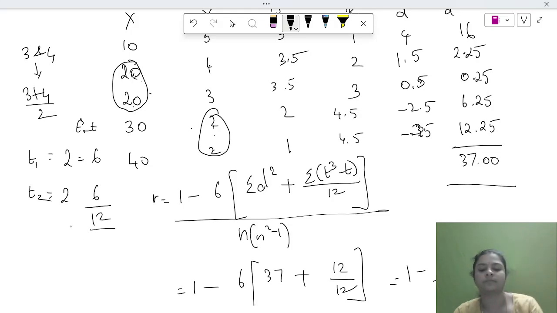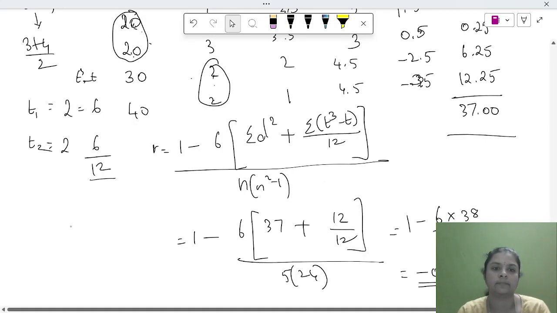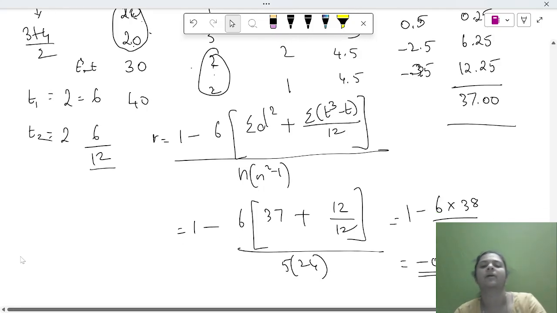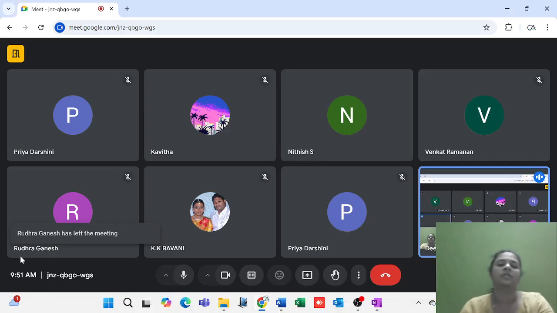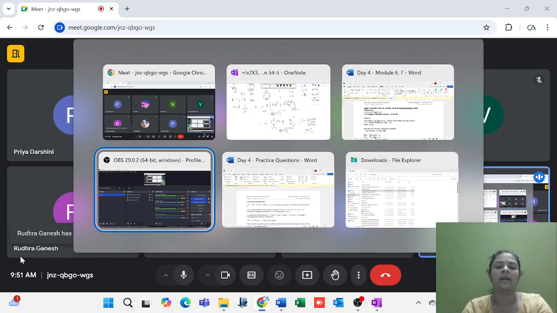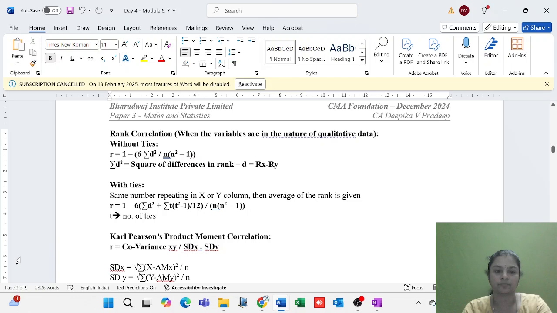Okay ma'am. In the same way, here the two 2s got tied, so 2 plus the 4th and 5th rank, 4th and 5th rank divided by 2. Yes, exactly. Yes ma'am. Okay. So this is about rank correlation with and without ties. I am showing the formula again just for your reference purposes.